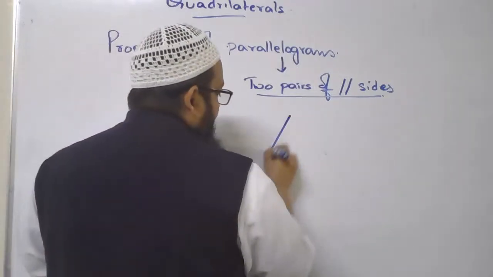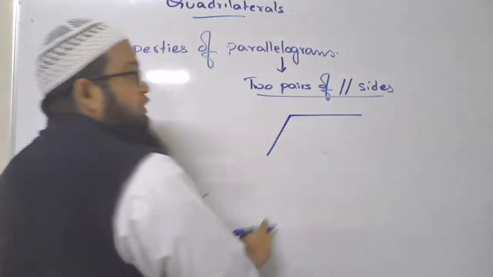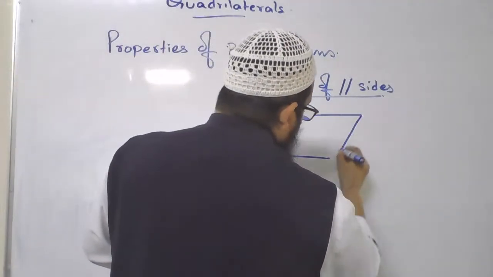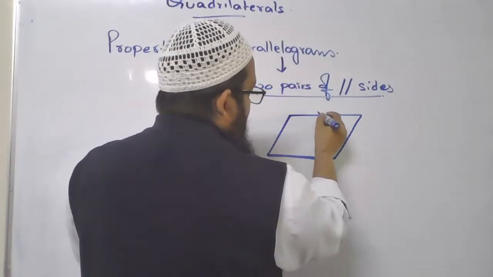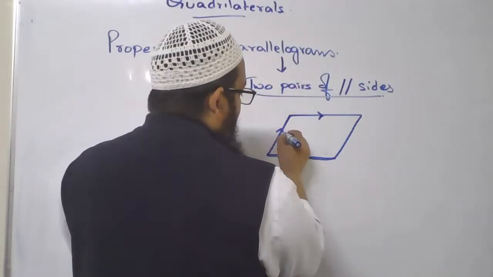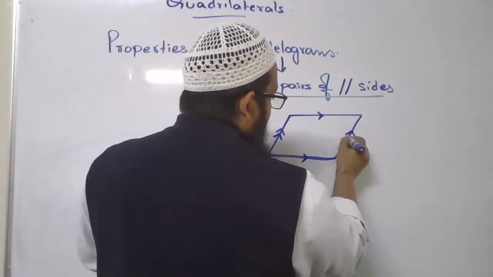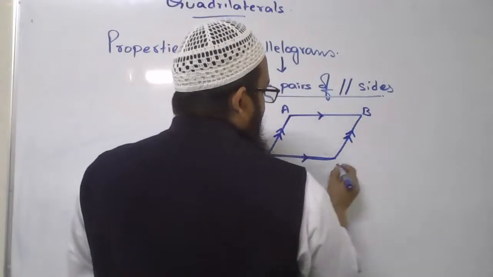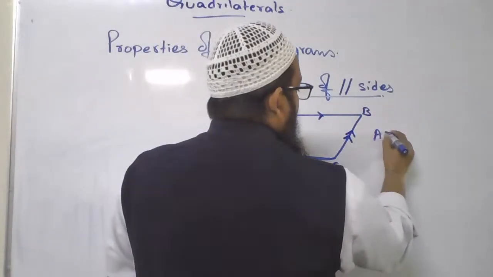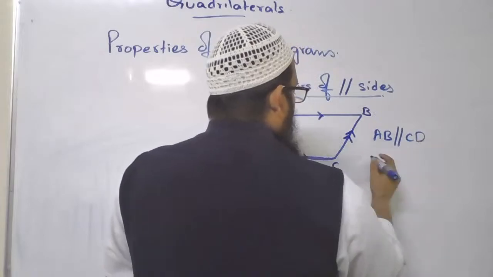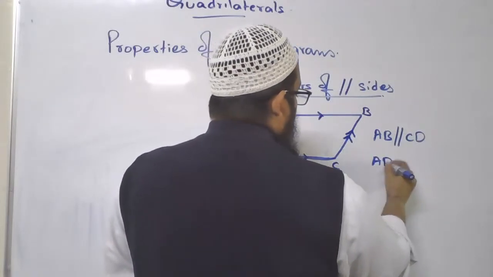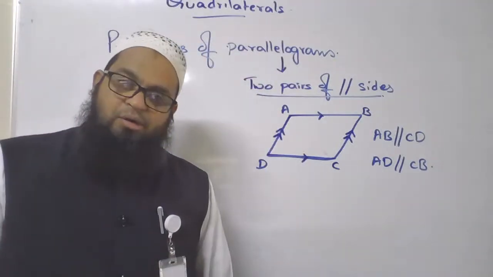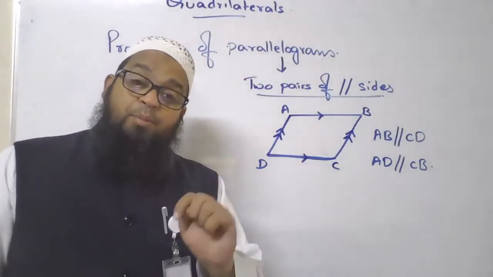That means, for example, two pairs of opposite sides. These two are parallel, and here these two are parallel. Understood? It is a parallelogram. Now, A, B, C, and D. So AB is parallel to CD, and AD is parallel to CB. So this is a parallelogram. Now let us see the properties of a parallelogram.